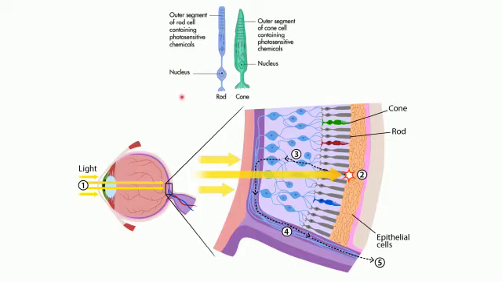The second one is a cone cell. You can see it is cone shaped again. It also contains photosensitive chemicals, and the cone cells are the ones which are going to tell us about the colored vision. It gives us the colored vision. We can distinguish between various colors on account of the cone cells. So cones are a type of photoreceptor cell in the retina, and they give us the colored vision.